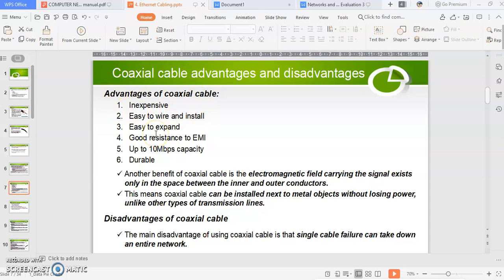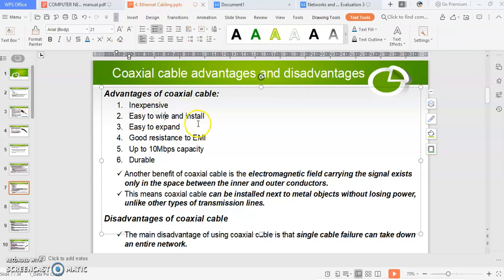So what are the advantages if you use coaxial? Number one, it is very inexpensive. It's very cheap. Next, it is easy to wire and install, because unlike UTP wire, where you have eight wires that are paired into four twisted pairs that you arrange one by one, here there is only one wire. Then it is easy to expand, has good resistance to EMI, and has a speed capacity of 10 Mbps. It is also durable.